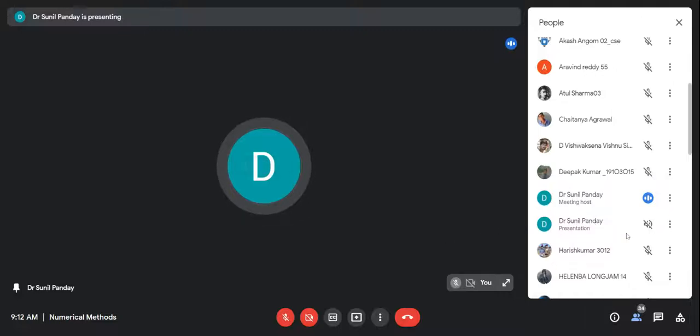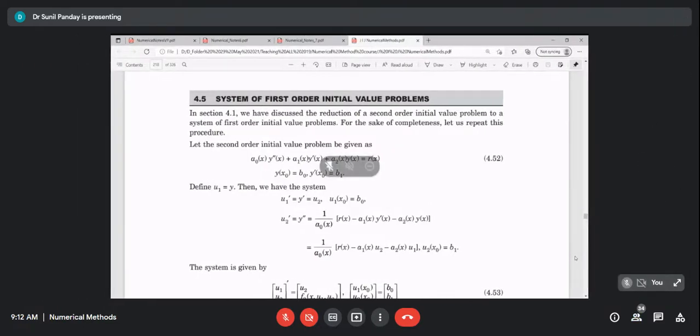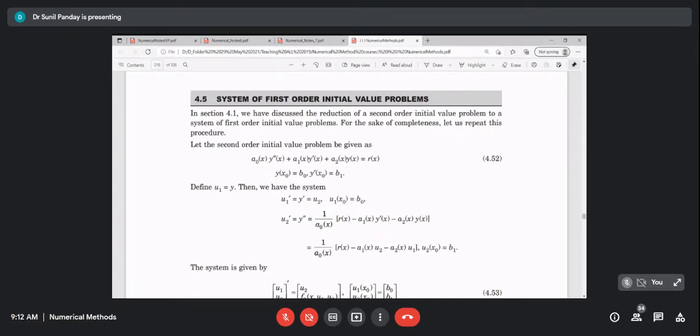Initial value problems using Picard's method, Taylor series method, Runge-Kutta method, and Euler's method. Now we learn how to solve a system of first order initial value problems, like if we have two differential equations in first order with two dependent variables and one independent variable.